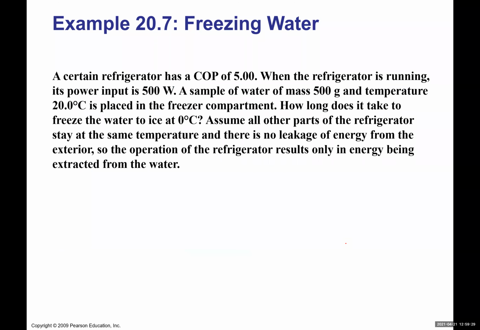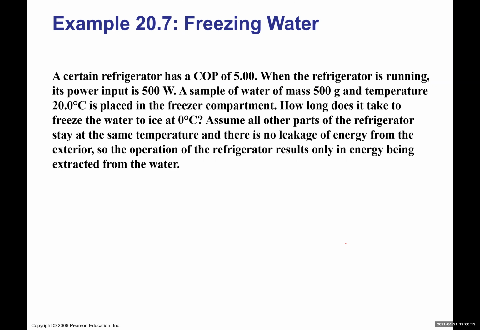All right, so let's look at a few examples here. A certain refrigerator has a coefficient of performance of 5. When the refrigerator is running, its power output is 500 watts. A sample of water of mass 500 grams at a temperature of 20 degrees Celsius is placed in the freezer compartment. How long does it take to freeze the water to ice at 0 degrees Celsius? Assume all the other parts of the refrigerator stay at the same temperature and there is no leakage of energy from the exterior, so the operation of the refrigerator results only in energy being extracted from the water.